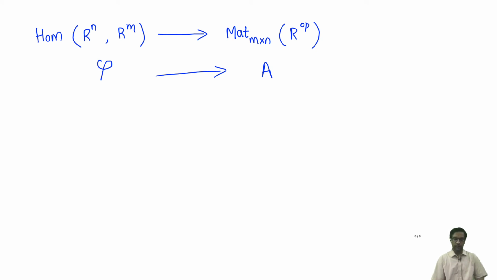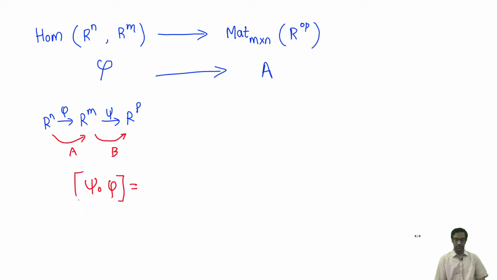So if you think of each homomorphism as giving you an m cross n matrix with entries in R op, then the composition takes on this rather nice form: if I compose two such homomorphisms, from R^n to R^m to R^p, so this is phi and psi, then as we just saw, if the matrix of the first is A and this matrix is B, then the matrix of psi phi will just turn out to be BA, but remembering that the elements of A and B are elements of R op and not elements of R.